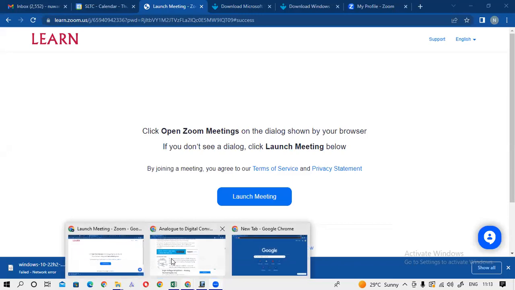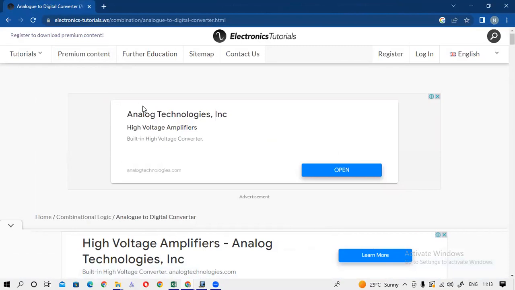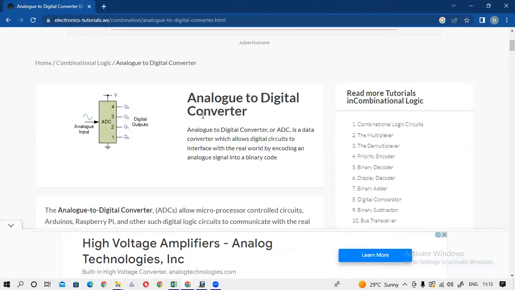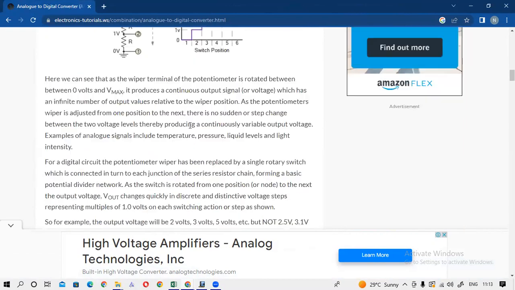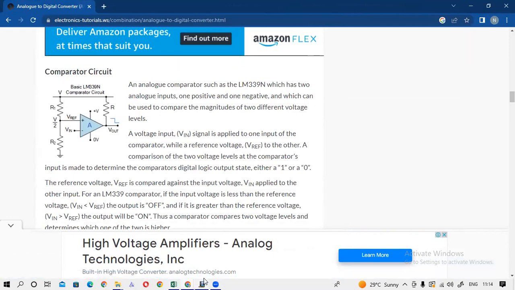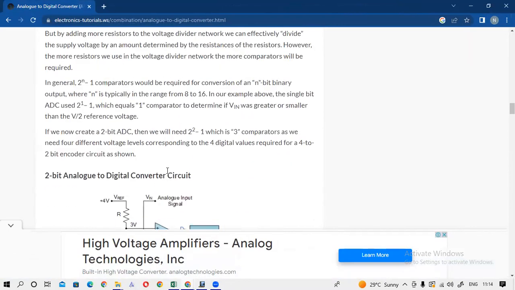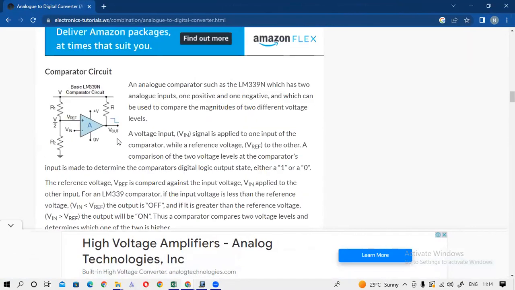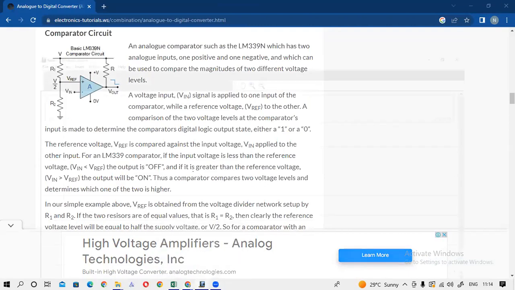I think you can see this web page. We have some analog to digital converter basics here. I will start the lecture and explain. I am going to use this website to give you the basic implementation idea on analog to digital converter.